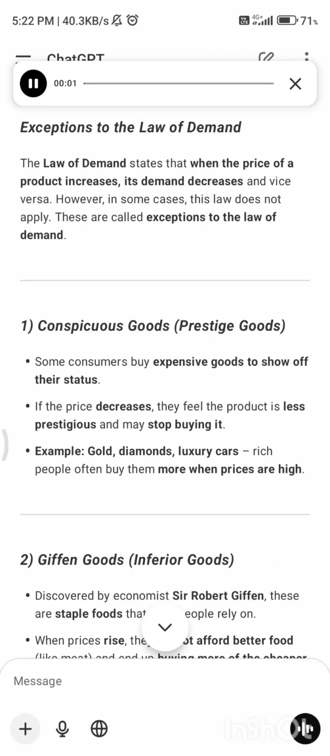Exceptions to the law of demand. The law of demand states that when the price of a product increases, its demand decreases, and vice versa. However, in some cases, this law does not apply. These are called exceptions to the law of demand.